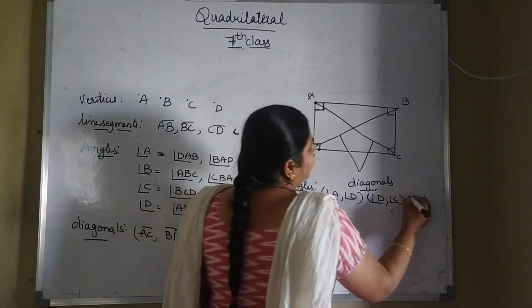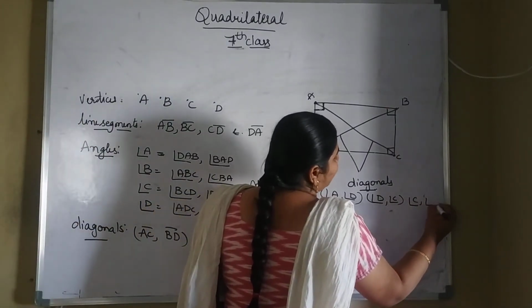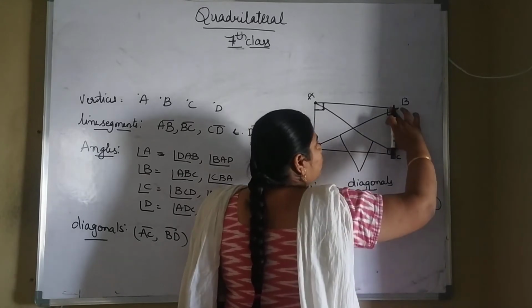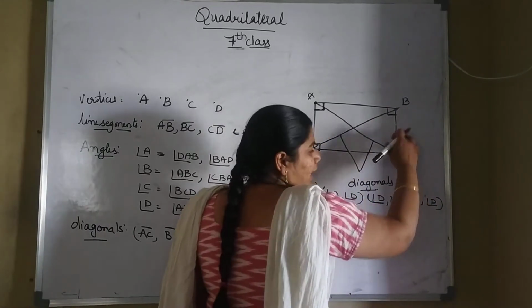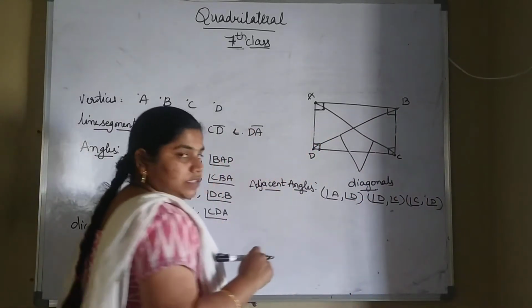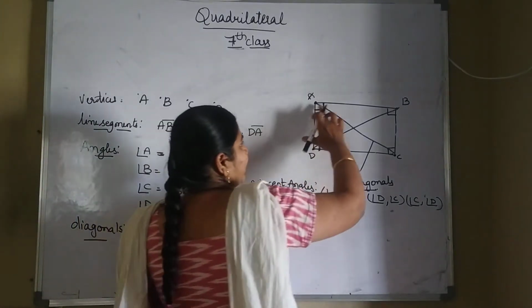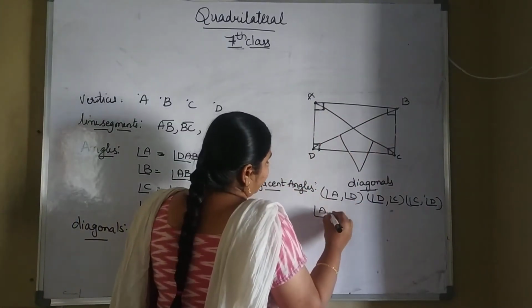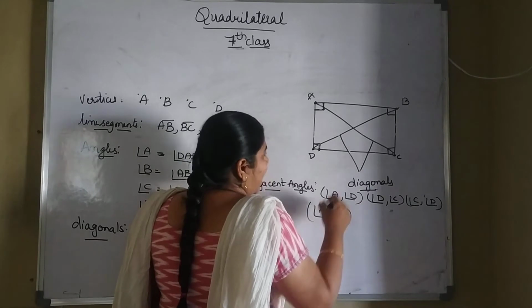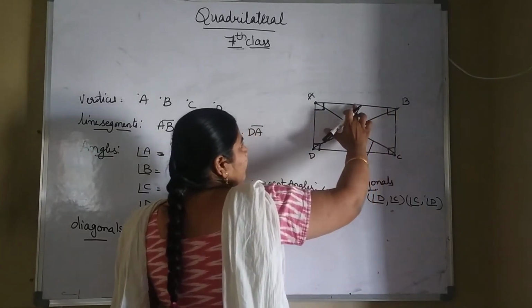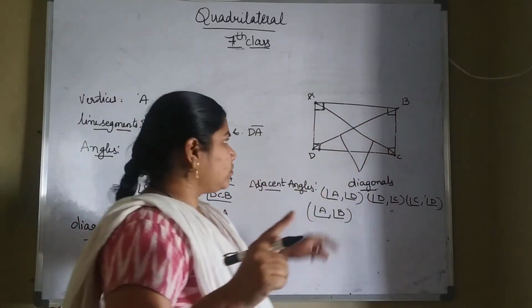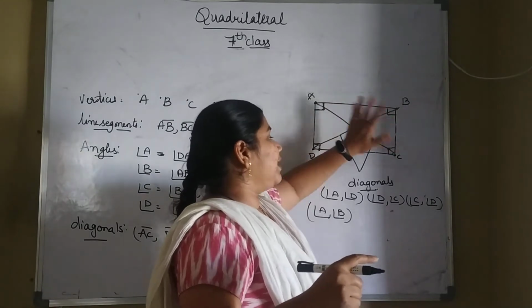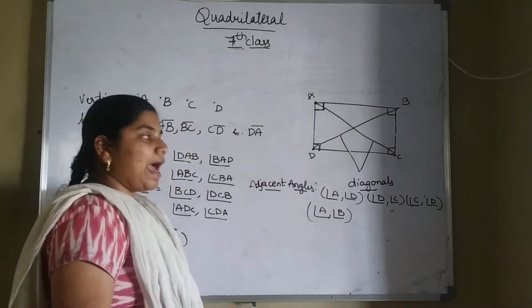In the same way, you can write angle C, angle D. These two angles also have only one common side, so these two are also adjacent angles. Now you can take A and B. Angle A and angle B also have only one common side. So we can say these two angles are also adjacent angles.